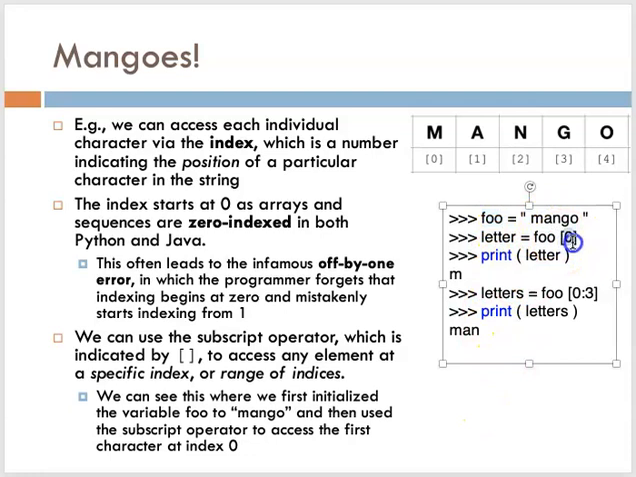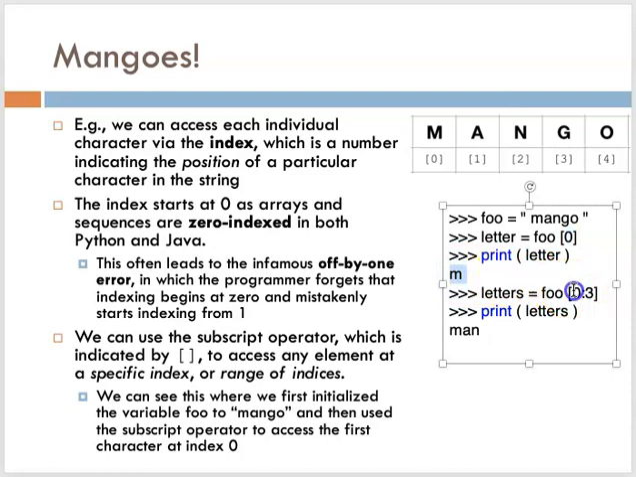We can access the first element of mango, which is the letter M, by using the name of the variable foo, which contains the string, which references the string called mango, and then the brackets, right, the subscript operator, and then within that, the index of the element that we want to access. So we might say letter is equal to foo 0. That's how we might read this line. And then we can print that letter, and we see, sure enough, it prints out the letter M.